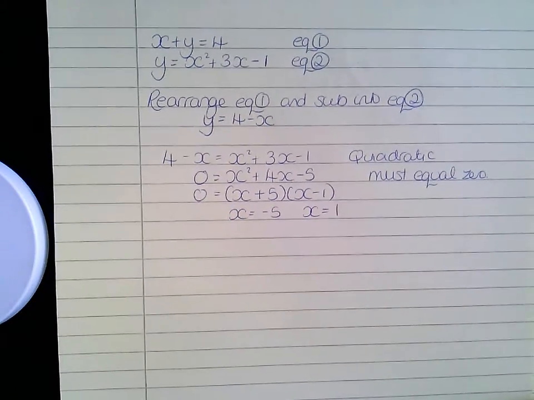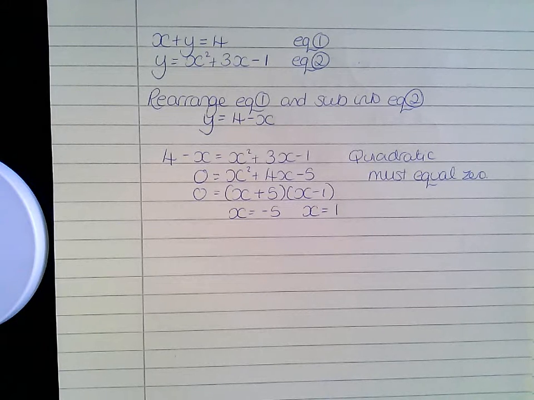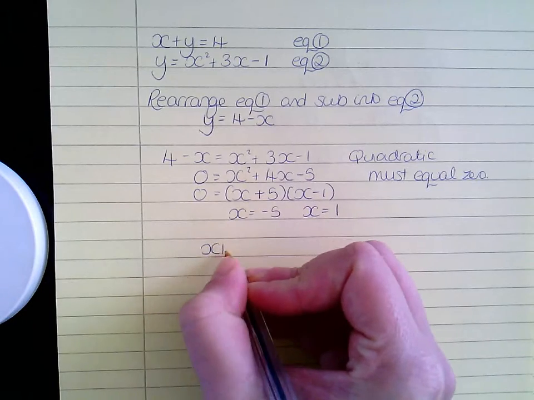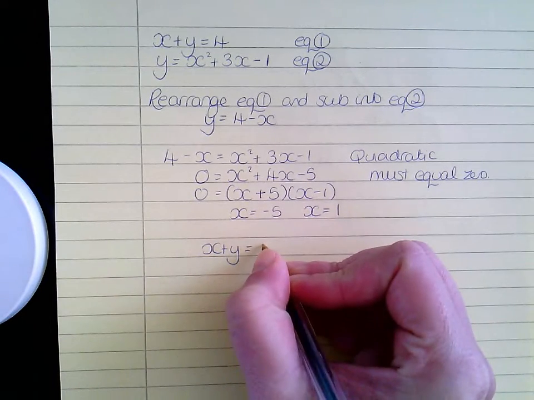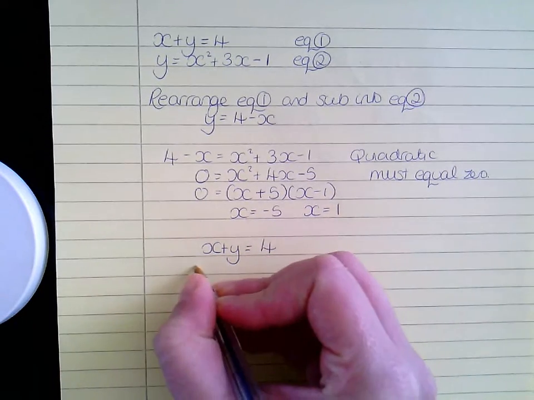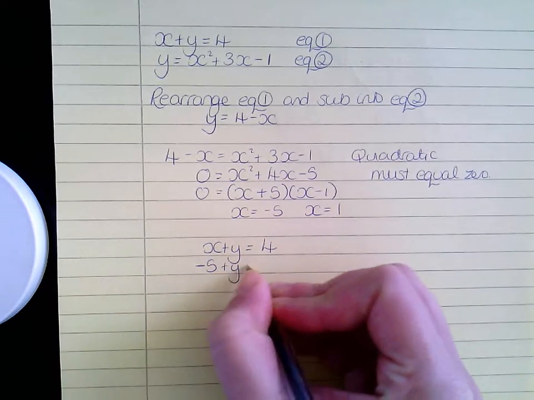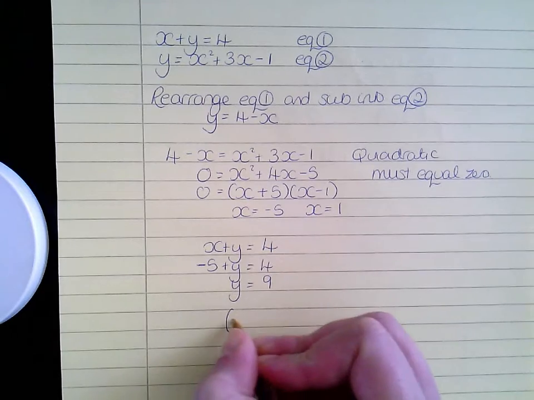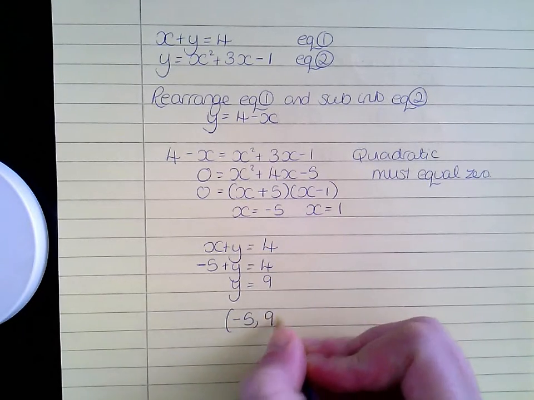At this point, a lot of people think, oh, I've done everything, because sometimes it takes a bit of time to get to this point. But we're actually solving, we need to get x and y. So go back to your linear equation, and we know x plus y equals 4. So when x is minus 5, y is 9. So we have one solution of minus 5 and 9.